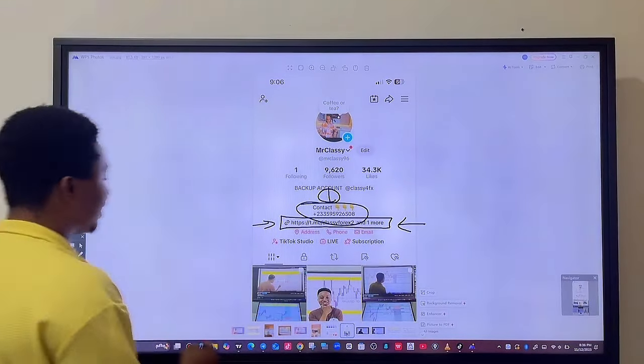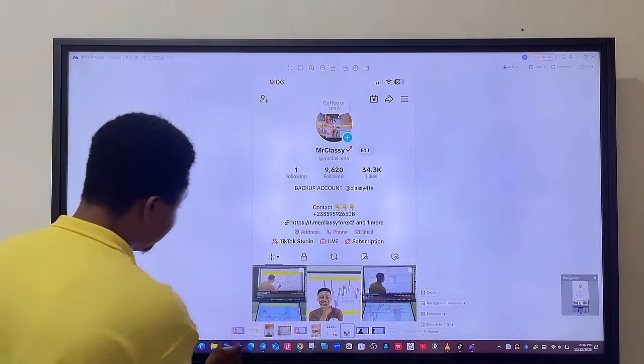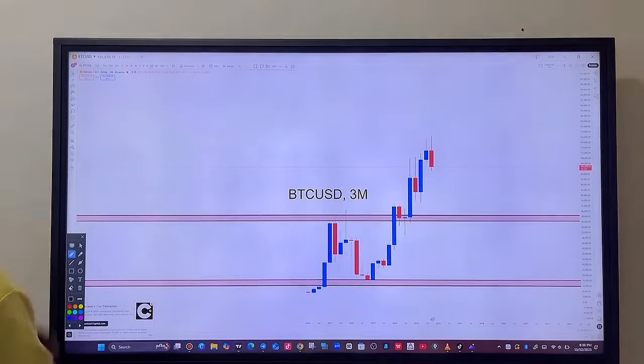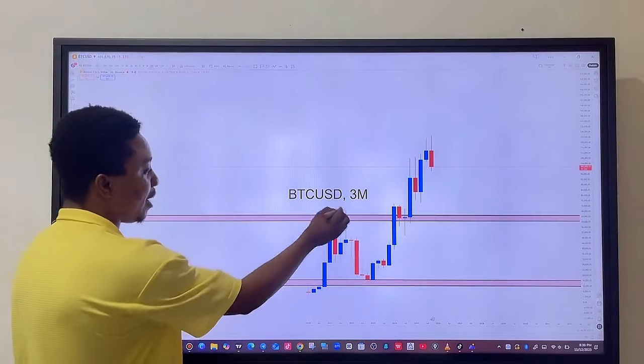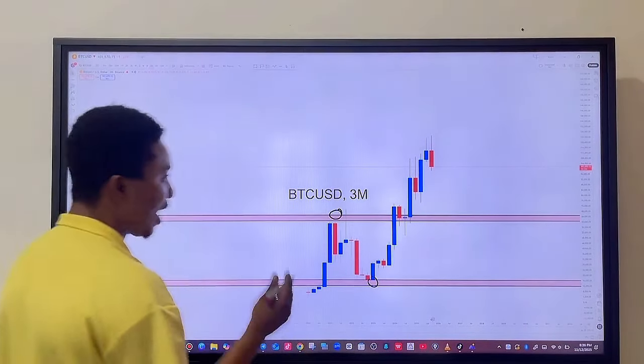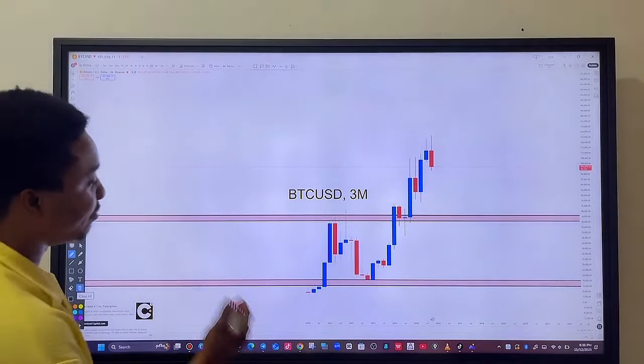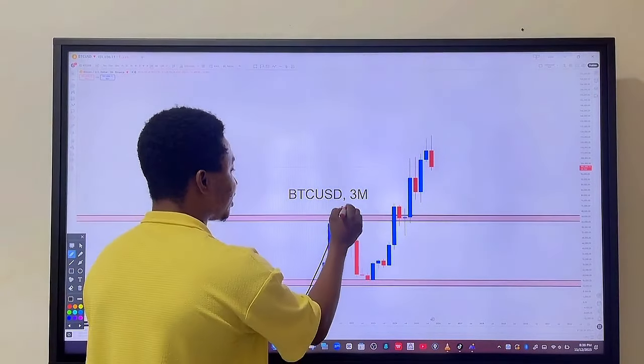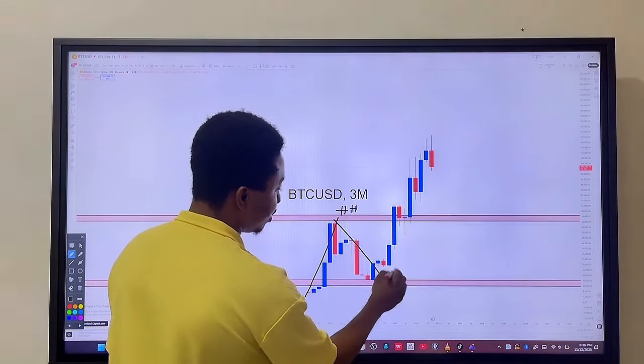Let's break down BTC USD. This is BTC USD on the 3 months. We have the upper zone and then the lower zone. Price is moving to the upside on the 3 months time frame. This is a push as higher high. This is an exhaustion as higher low. We have a continuation push to the upside.